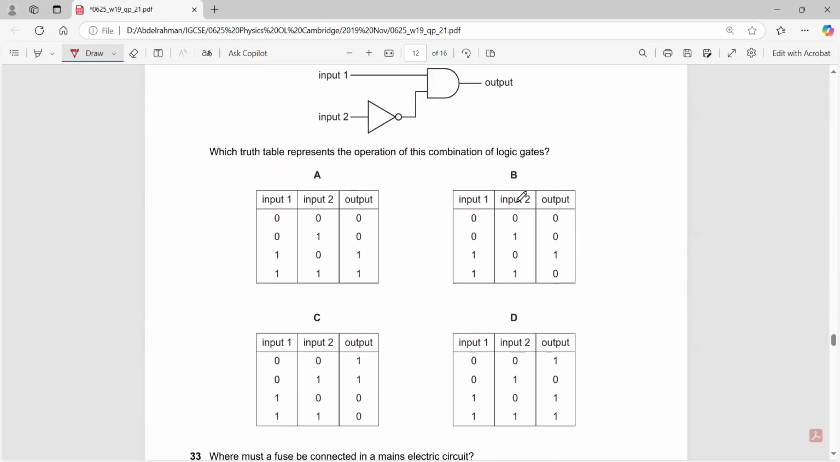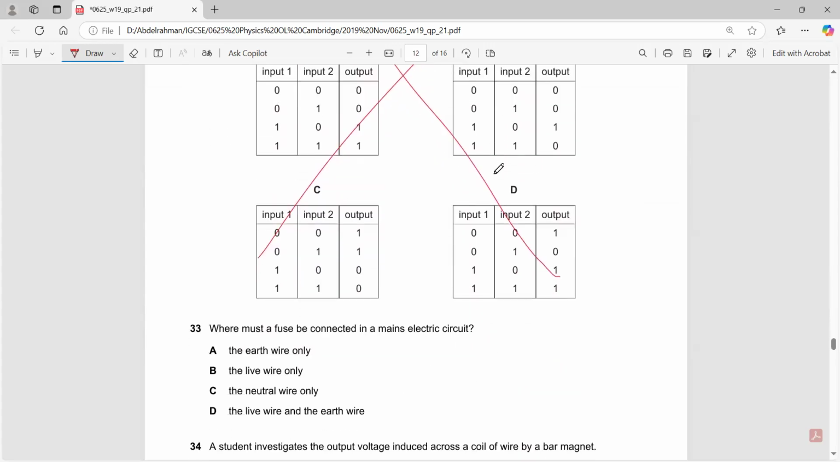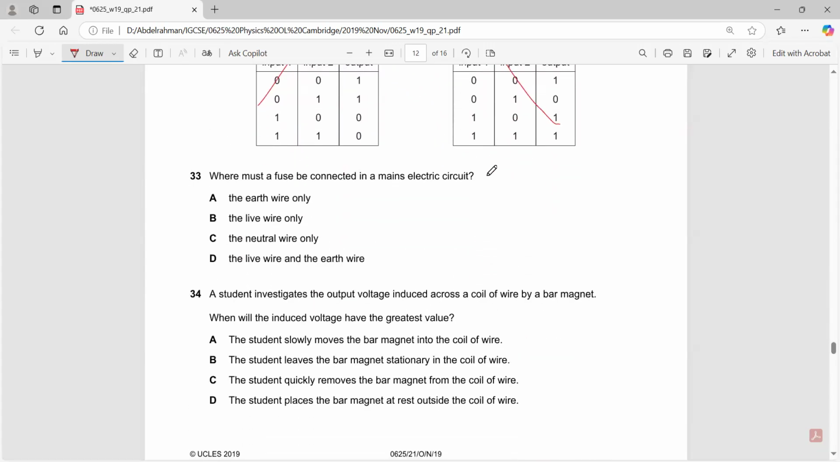Definitely, this goes without saying that question 32 is cancelled. Okay. Question 33. Where must a fuse be connected in a mains electric circuit? The fuse has to be connected on the live wire only. On the live wire only.